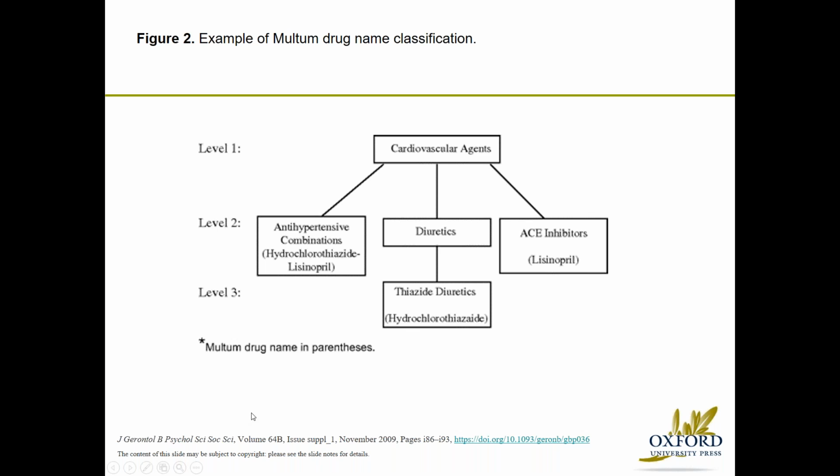And Multum also allows us to differentiate combination products from not, so it's at the actual product level. This is an example of a commonly used medication combination of hydrochlorothiazide and lisinopril. We're able to capture it under antihypertensive combinations, but you can also get it at the drug name level. So if you're interested in examining hydrochlorothiazide, it'll capture both combination and non-combination medications that include hydrochlorothiazide as a product.